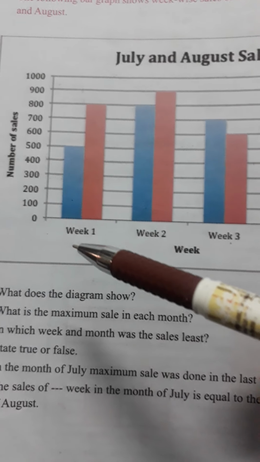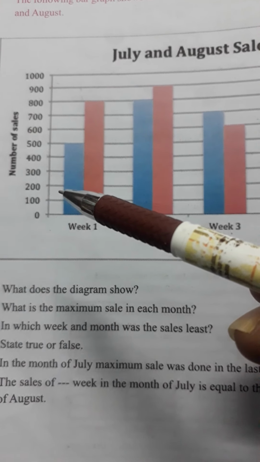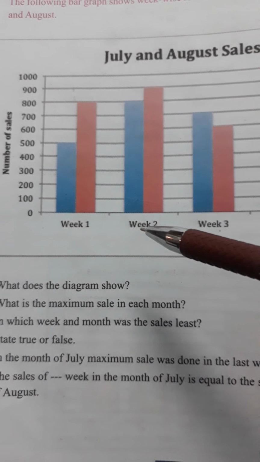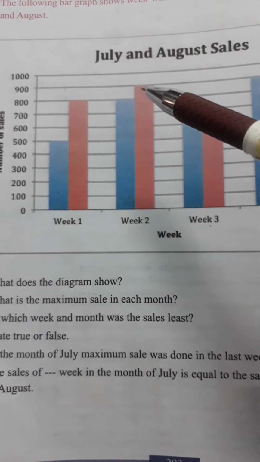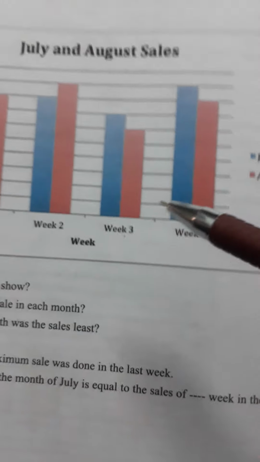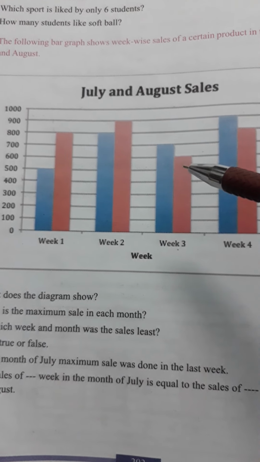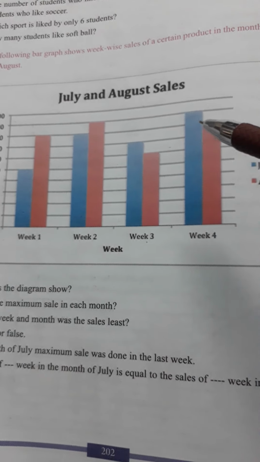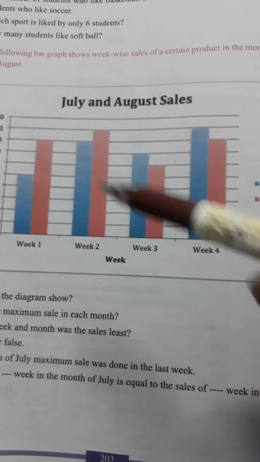In the first week, in the month of July, how many sales occurred? The number of sales is 500. In August, 800. In the second week, in the month of July 800, and in the month of August 900. Now coming to the third week, in the month of July 700, and in August 600. When you come to the last week, that is the fourth week, in the month of July, this blue color indicates 900 and August 800. So this is the analysis of the given bar graph.